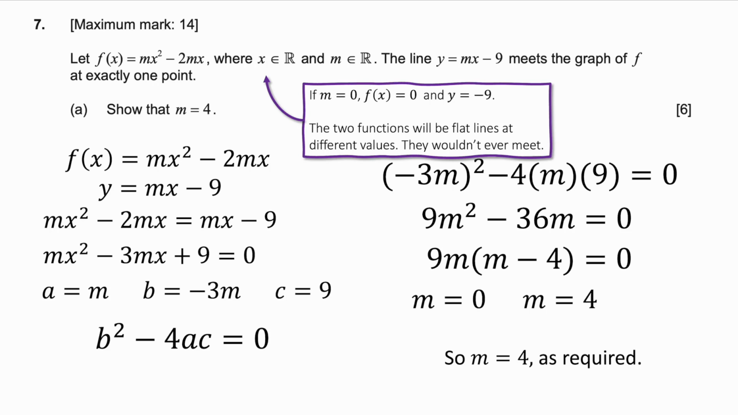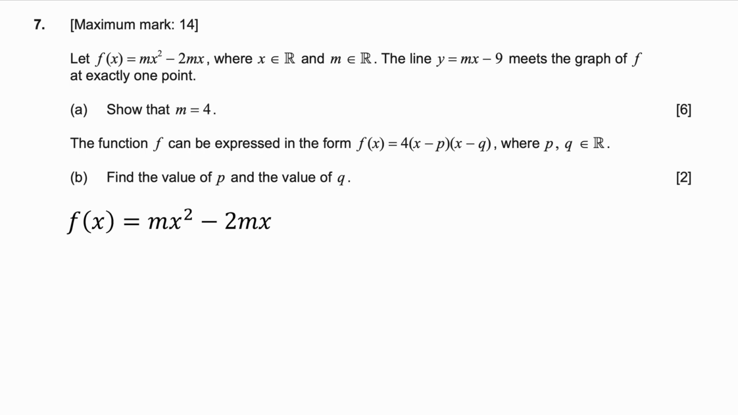It cannot be equal to 0 because if it was equal to 0, it doesn't make sense in the context of the question. The f of x will just be 0 and y will be minus 9, and they would never meet. So we ignore m is equal to 0 and we just show m is equal to 4 as required. Absolutely done. Excellent.